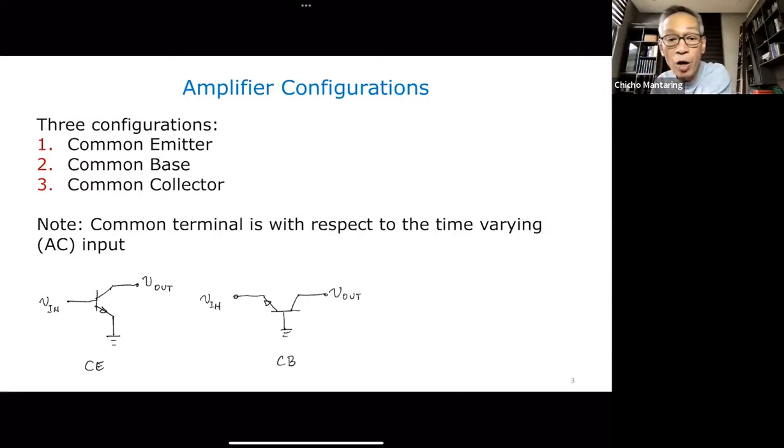And then in your common collector, my collector is my reference. Okay. So you try to imagine it this way. My collector is my reference. My input is applied to the base, and my output is obtained from the emitter.